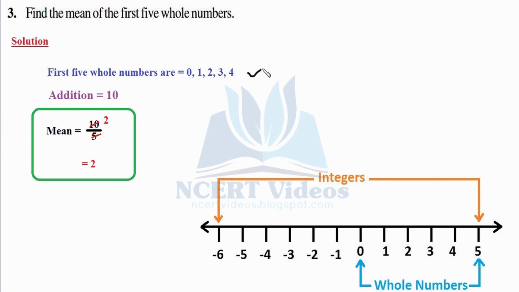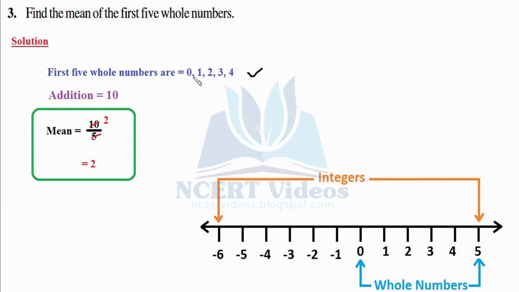Now the first 5 whole numbers are done. Now addition. In mean, what do we have? Sum of observations upon total number of observations. The sum of the first 5 whole numbers is 4 plus 3 is 7, 8, 9, 10. 10 plus 0 is still 10. Now the mean is 10 over 5. 1 times 5 is 5, 2 times 5 is 10. It means the average is 2.